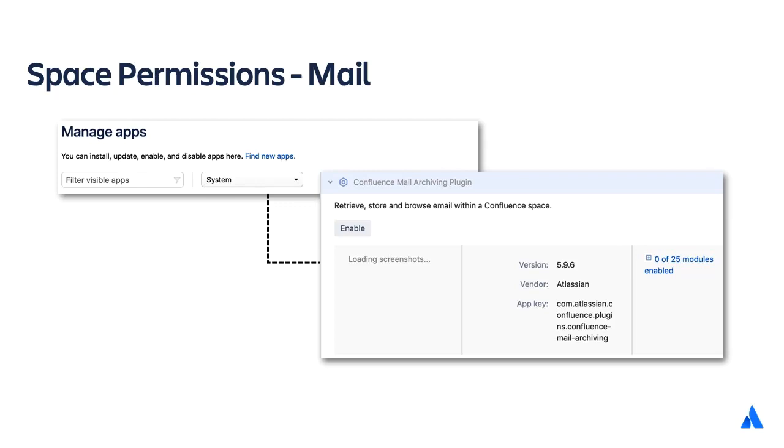When this is enabled, you can manage the import of mail on a space-by-space basis, providing, of course, that you have the space admin permissions for the space. You'll manage mail import from the Integrations area of Space Admin.